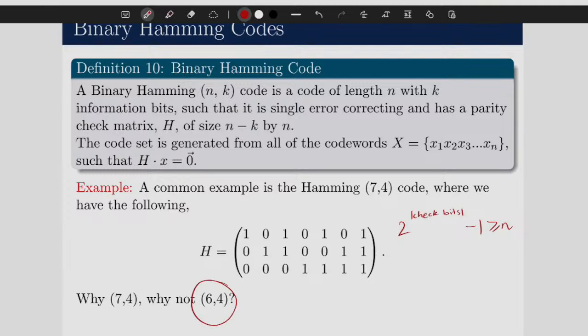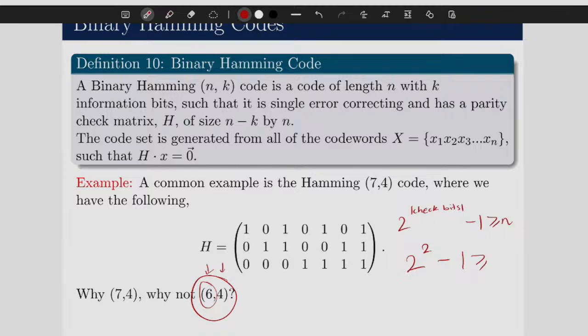So if I had 6,4, then the number of check bits is, again, 6 minus 4, so that's just 2. 2 to the power of 2 minus 1 has to be greater than or equal to 6. And you can see that this is not true, right? But the second it's 7 and I have 3 check bits, then this condition holds true. It works. It's going to be single error correcting and have a parity check matrix, right? So this is a very, very good equation to keep at the back of your head.